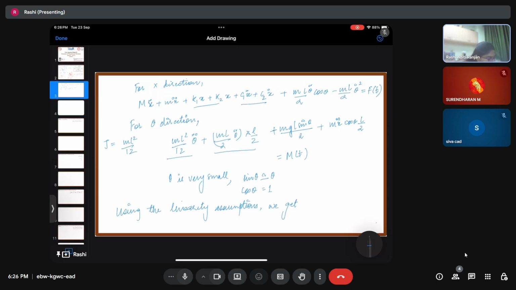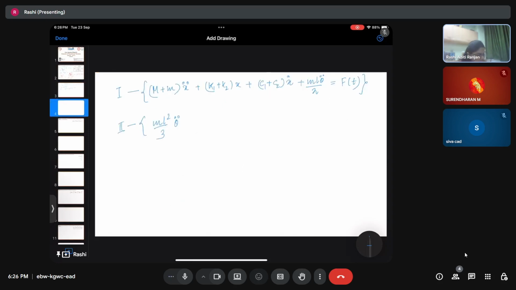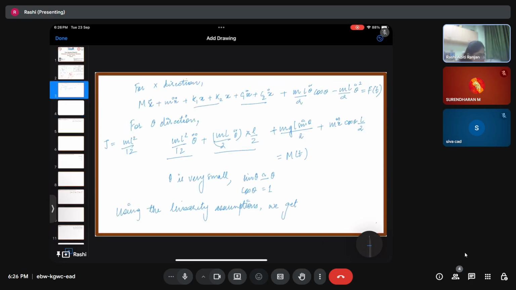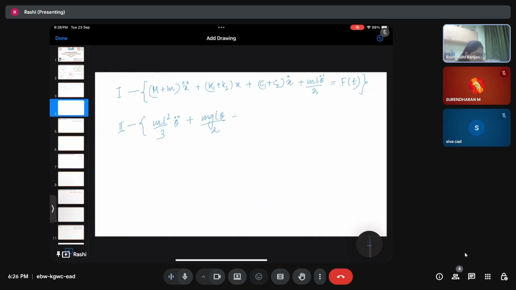Then again, sine theta, for small theta, is going to be equal to theta, plus mgl theta by 2, and then we have this thing where cos theta is going to be 1. So ml by 2 x double dot is going to be m of t. So these are the two linearized equations.